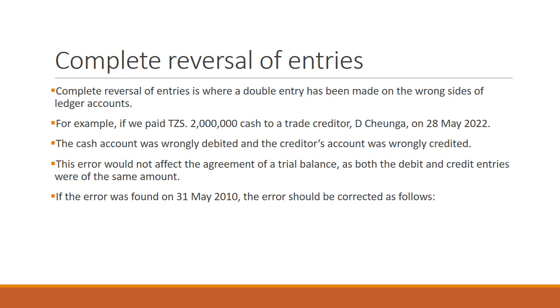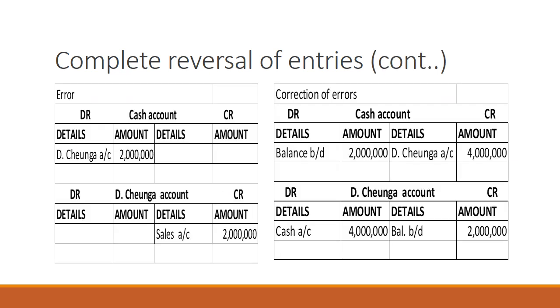So if the error was found, it should be corrected like this. This is what happened: instead of crediting the cash account, the amount was entered on the debit side. Instead of debiting Cheuga account, the amount was entered on the credit side. So to correct this error, we need to double the figure. On the cash account, we had a balance already entered in the debit column, so we need the amount to be doubled so that the remaining balance on the credit side is 2 million.